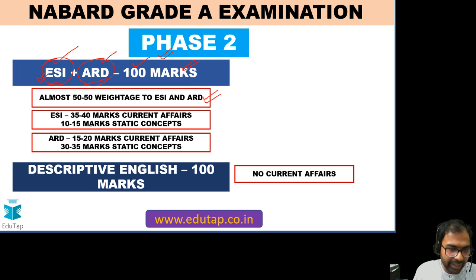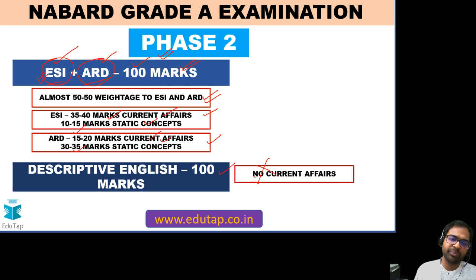Now in ESI, out of 50 marks, almost 35 to 40 marks of questions are based on current affairs. Only 10 to 15 marks are static concepts. But in ARD, the thing is different. Out of 50, 30 to 35 marks are static concepts. Only 15 to 20 marks are current affairs. So the things again are different when it comes to ESI and ARD. More questions are asked based on current affairs in ESI. Fewer questions are asked based on current affairs in ARD. Right. So you should know this when it comes to phase 2 of NABARD.